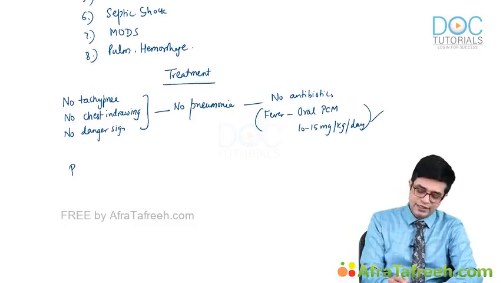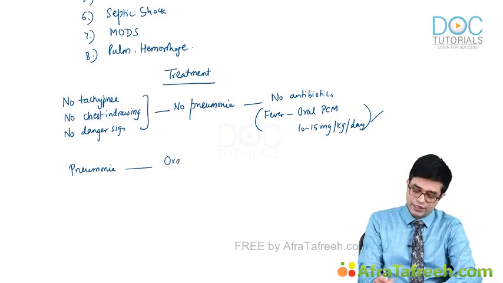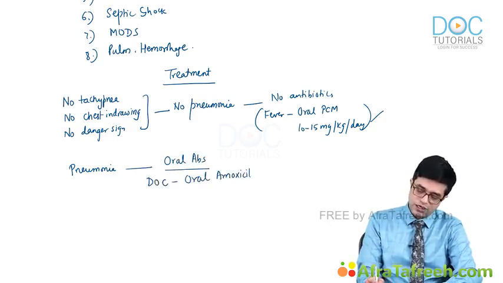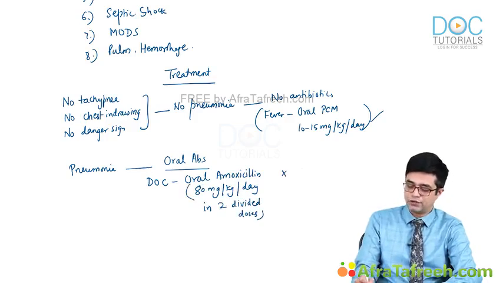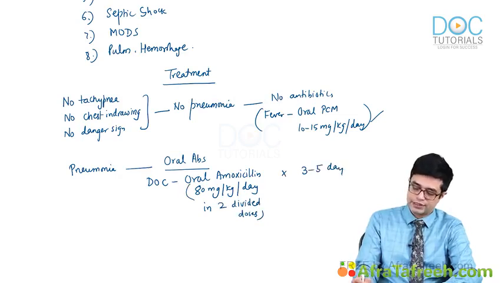In case the child is having pneumonia, as we described above, you will use oral antibiotics. There is no need to hospitalize. Oral antibiotics are the drug of choice. What is the drug of choice here? Oral amoxicillin. Oral amoxicillin is given in a dose of 80 milligram per kg body weight per day in 2 divided doses. So 40 milligram per kg daily morning, 40 milligram per kg evening, given for 3 to 5 days.